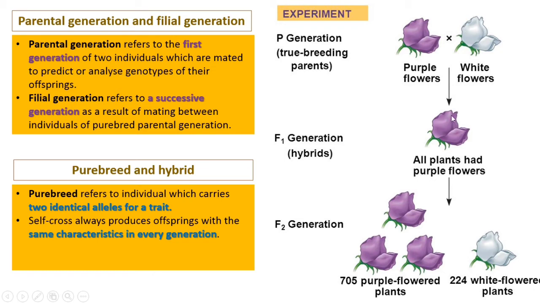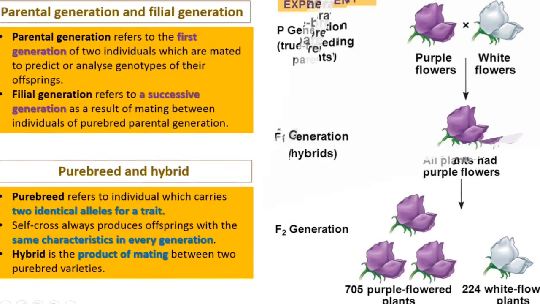Kalau hybrid pula, the product of mating between two purebreeds. Okay, contohnya macam ni lah. Okay, hybrid ni dihasilkan apabila purebreed baka tulen purple flower, baka tulen white flower, bila kacuk dapat purple flower. Yang ni adalah hybrid. Alright. So this is how the monohybrid inheritance works.